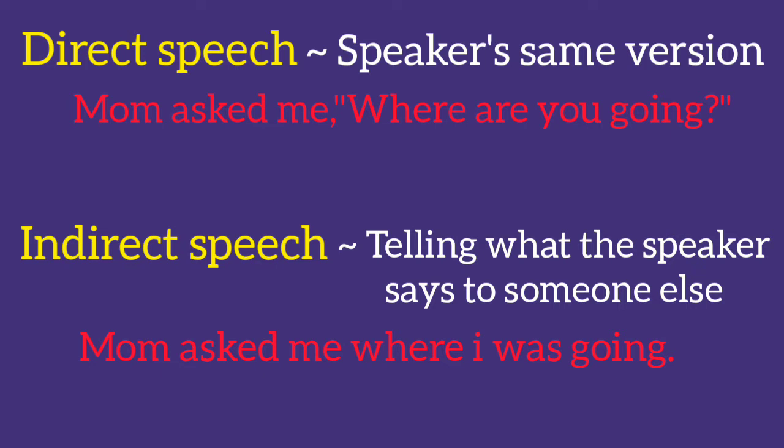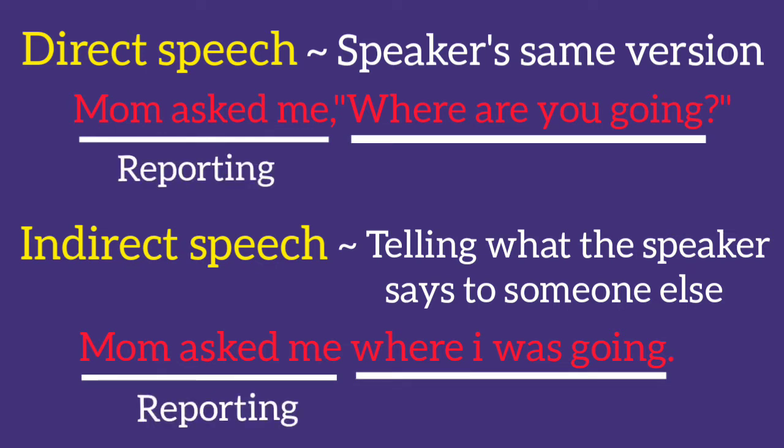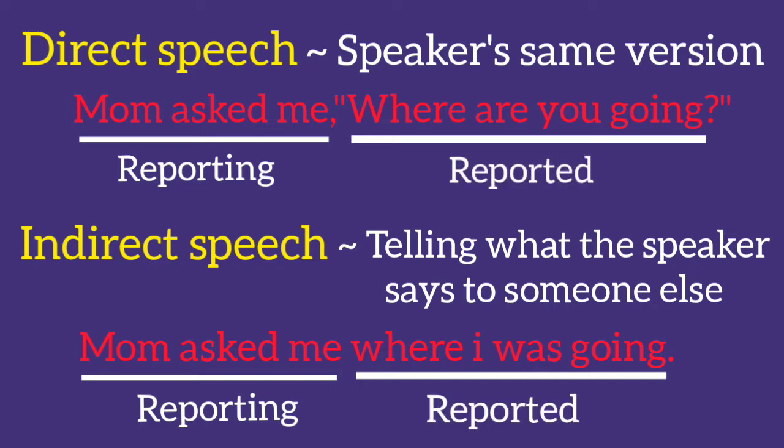If you observe both these speech, there are two parts in each. One is reporting part, whereas the other is reported part. The reported part in direct speech usually comes within the inverted commas. Hence, you can easily identify which is direct speech and which one is indirect speech.